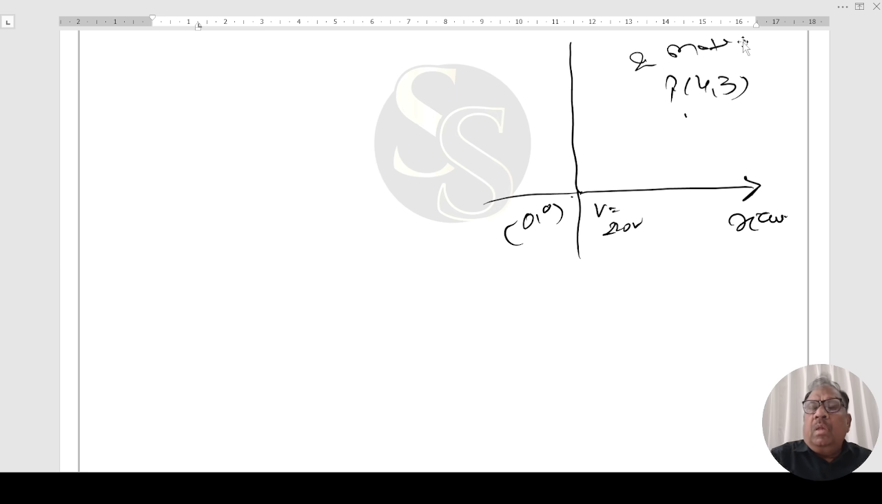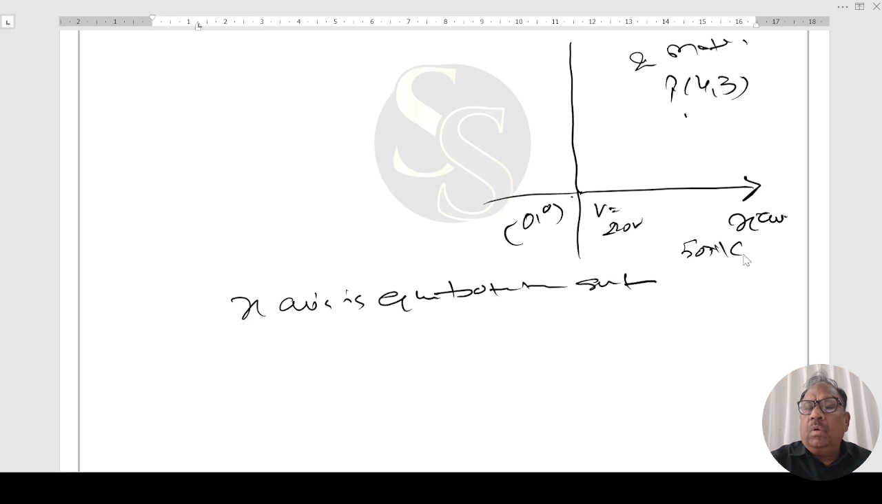Right? Now, the x-axis is an equipotential surface, and an electric field of 50 newton per coulomb is given. We have to find the potential at this point. This distance would be equal to 3 meter.